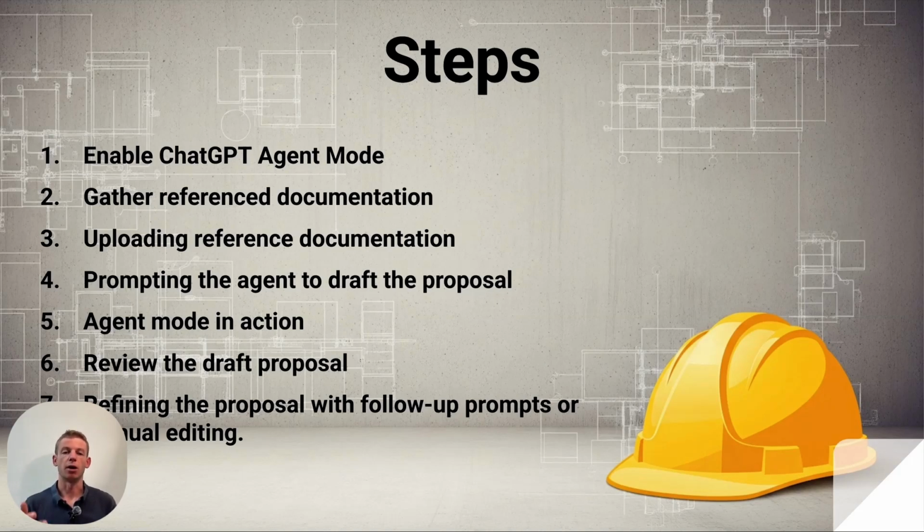The third is then uploading these reference documents to ChatGPT so it is able to pull from them and use them as context. The fourth is then creating a well-structured prompt that'll get the most out of the agent. Five is the agent mode in action. This is where it goes away and it can take up to about half an hour to pull through all the documents and create what you want. Six, we then review the draft proposal that it's created. And seven is either prompting it with follow-up actions, how we want it improved, or going through and manually editing that proposal so it's ready to be submitted.